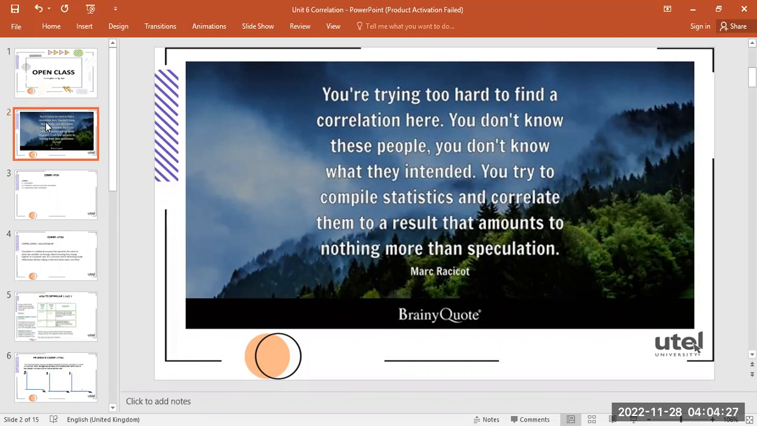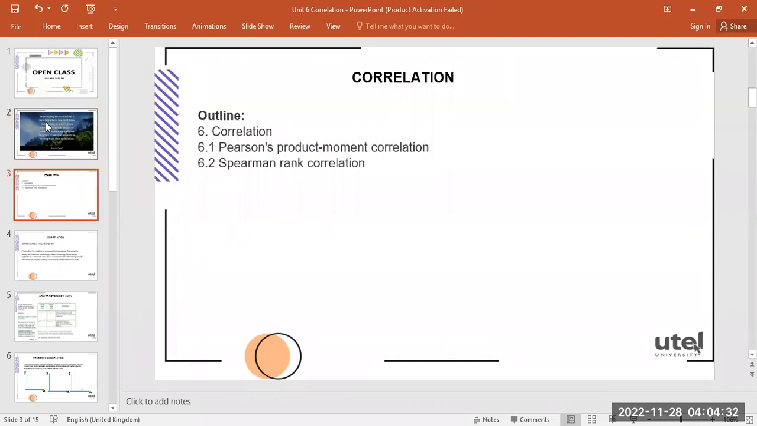Now, in today's class, like I said, we shall be talking about correlation. And here is a brief summary of our course outline for today. So we shall discuss what correlation is. We shall also discuss the two most popular correlation calculation formulas, that is the Pearson product moment correlation, and then the Spearman's rank correlation coefficient.